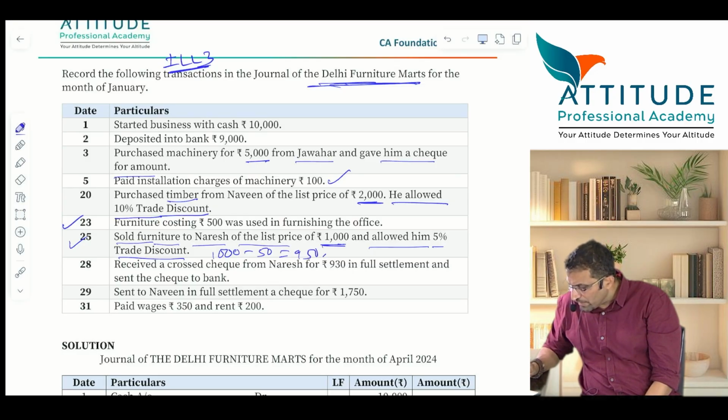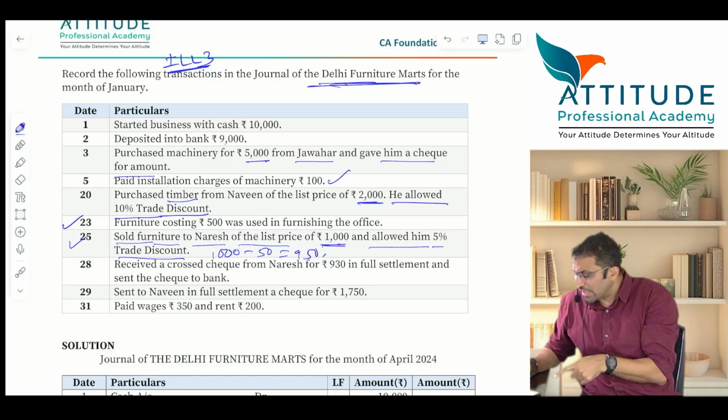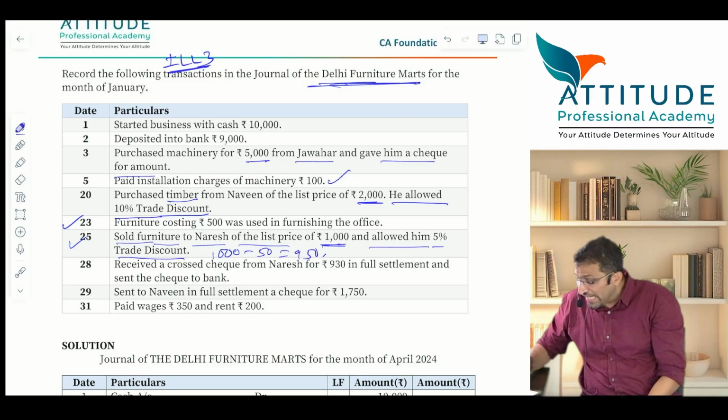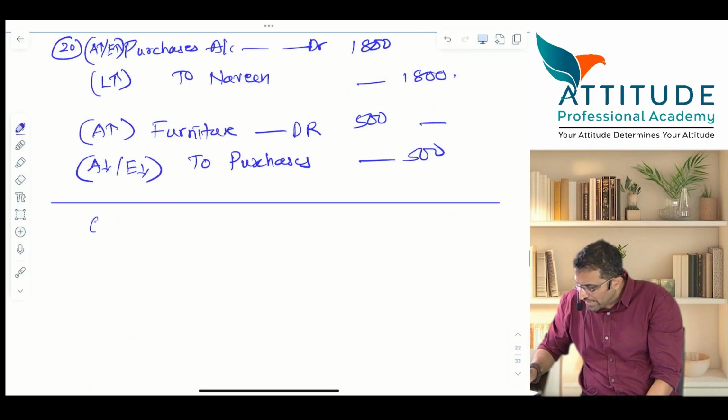Sold furniture to Naresh. Furniture you have sold. It means that goods you have sold. Yes or no? And is it cash or credit? If nothing is mentioned, it is credit. The name is mentioned. Entry. Naresh. Explain the entry. Who is Naresh? Naresh account debit. He is a debtor. Asset increases.